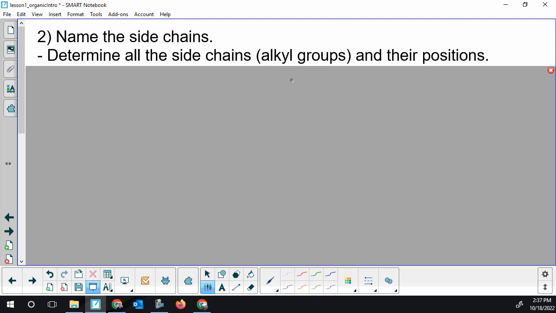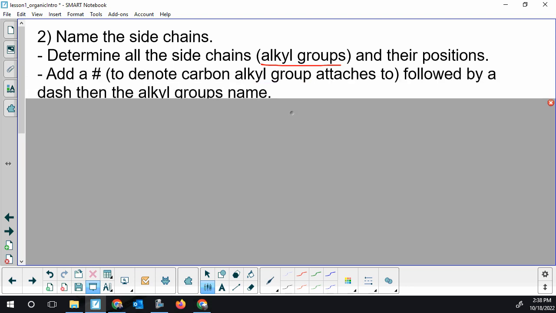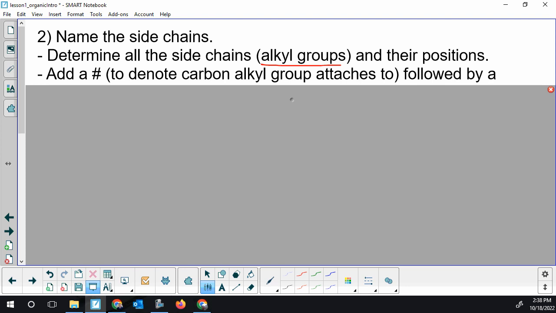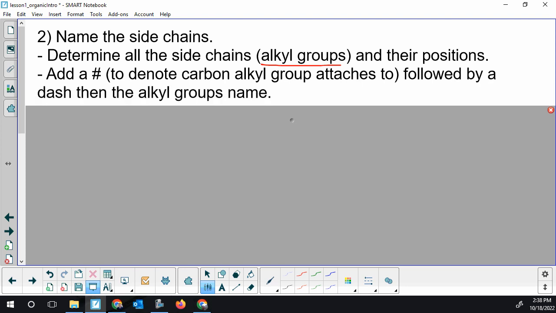Then you can deal with and box up all your side branches, which are referred to as alkyl branches. C's and H's coming off the stem. Okay? And you're going to need to know their positions. What carbon do they come off of? Maintaining the side you've been counting from. You're going to add a number followed by a dash. Then the alkyl group.